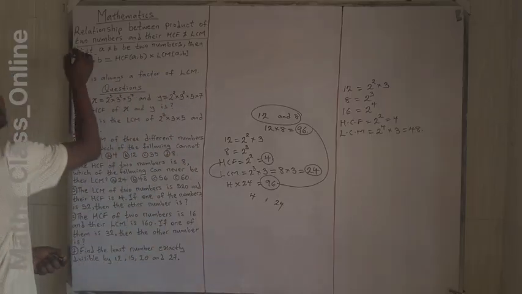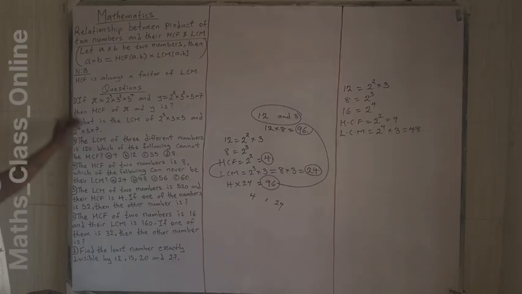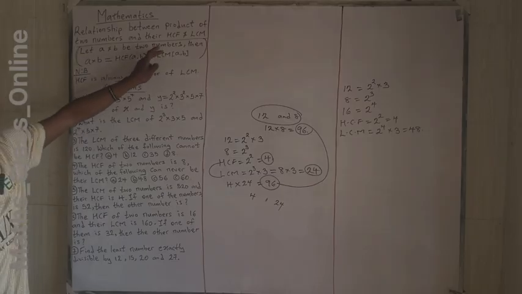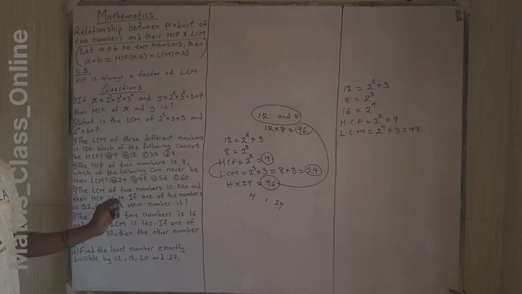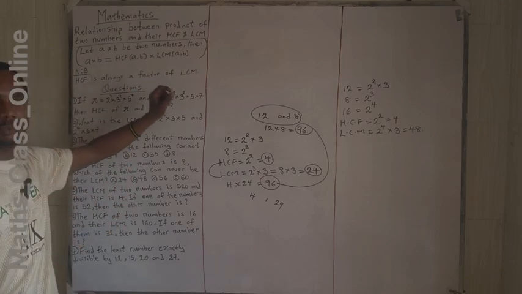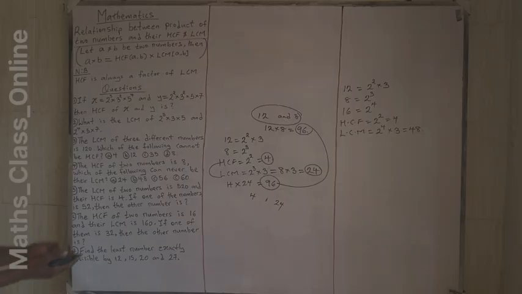But this relationship right here is only applicable to two numbers. Let A and B be two numbers. Then A multiplied by B is equal to the highest common factor of the two numbers multiplied by the least common multiple of the two numbers. We then move on to solve some examples on this.